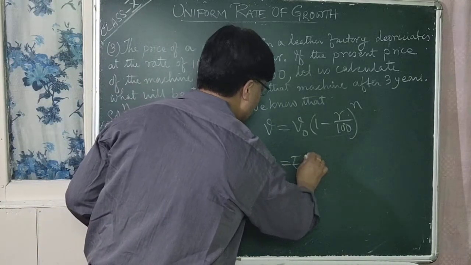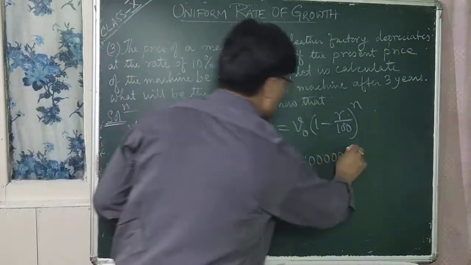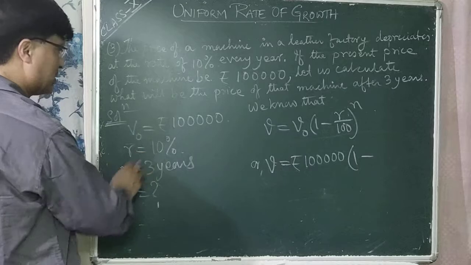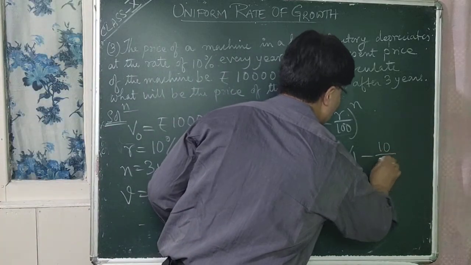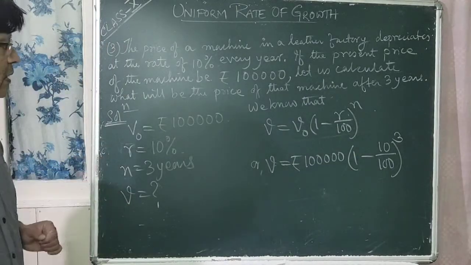So therefore V is equal to, what is V0 in this case? It is rupees 1 lakh. 1 and how many zeros? 1, 2, 3, 4, 5. 1 minus, what is the rate here? 10%. 10 by 100 whole cube. Here the value for N is 3, right?